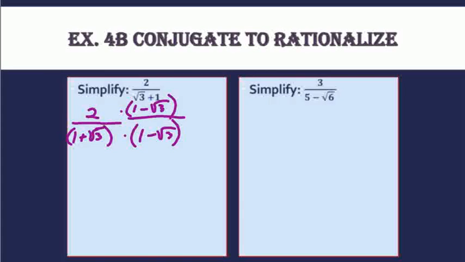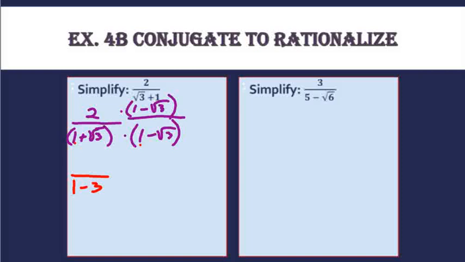Now I can multiply. So I know the middle terms are going to cancel, so I just have to square the first term and the last term. So let's just FOIL this out. 1 times 1 is 1. 1 times the negative square root of 3 is a negative square root of 3. Positive square root of 3 times 1 is a positive square root of 3, so they cancel out. Square root of 3 times a negative square root of 3 is a negative square root of 9. Square root of 9 is 3, so this is going to be minus 3 in the denominator.